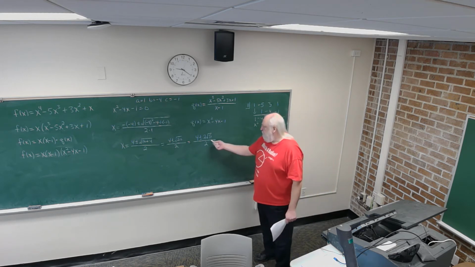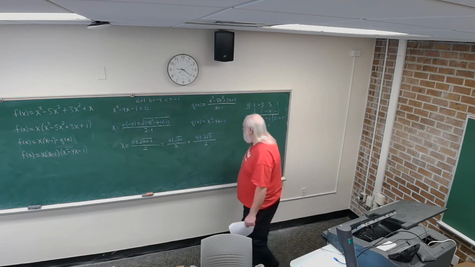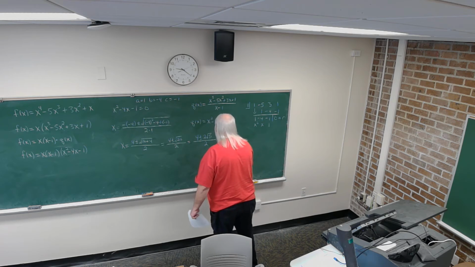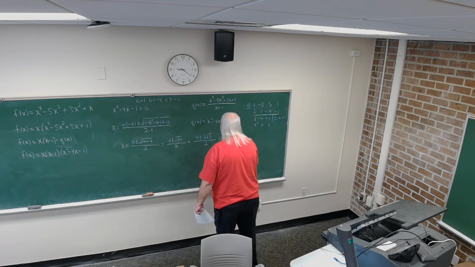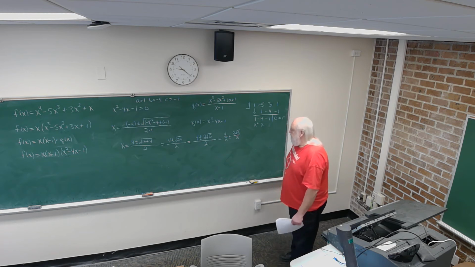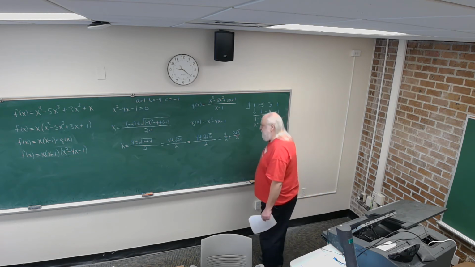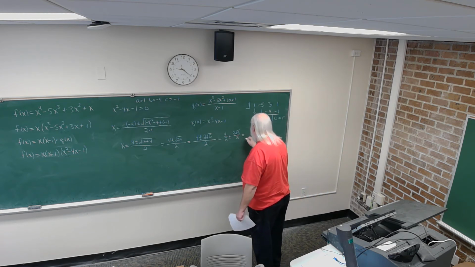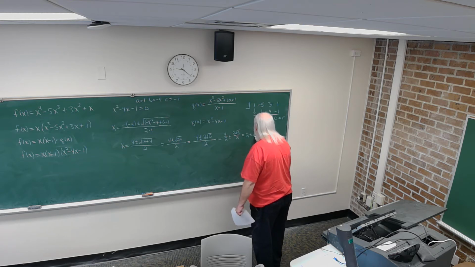And again, fraction bars are like division symbols. Division does not undo addition and subtraction. So we have to divide each of those terms in the numerator by 2. And so we have x is equal to 2 plus or minus the square root of 5.